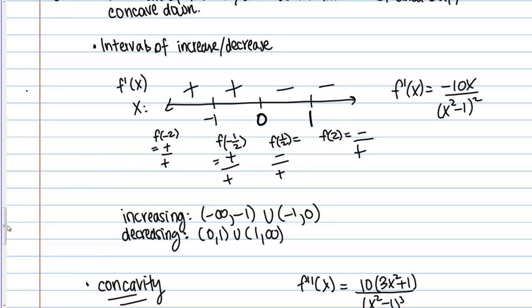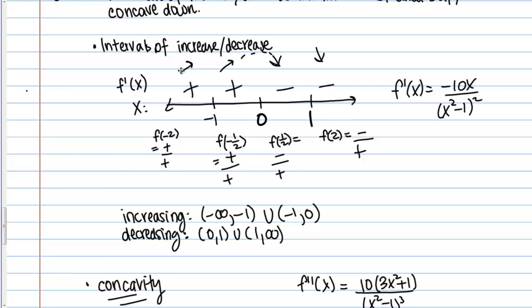Okay, so in our case, where does the derivative change signs? Here I'm increasing, and then after 0 I start to decrease. So I'm increasing until I get to 0, and then I'm decreasing afterwards. So it looks like x equals 0 is going to be a local maximum for me.